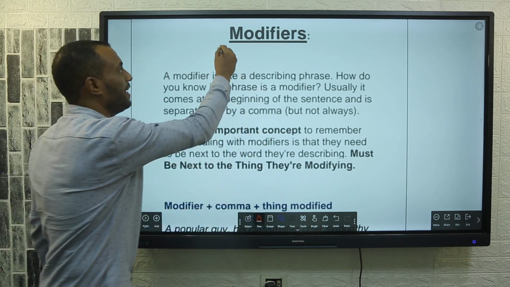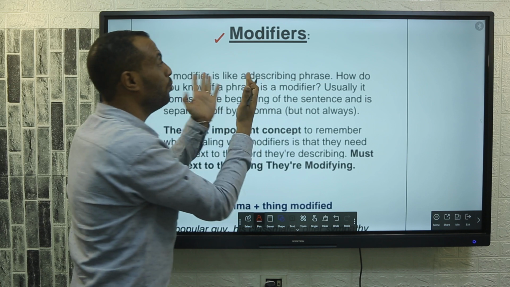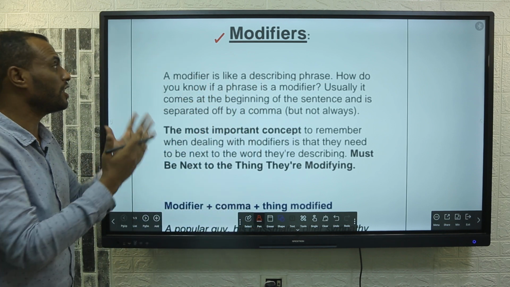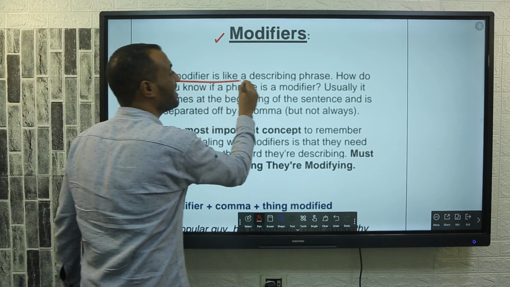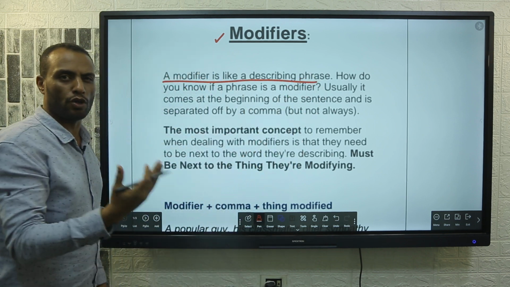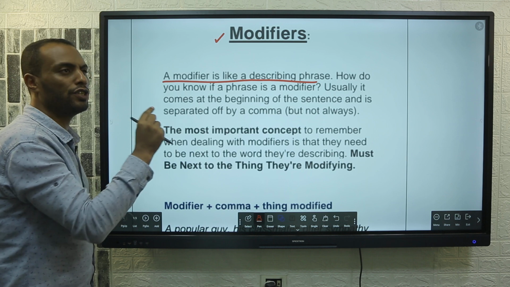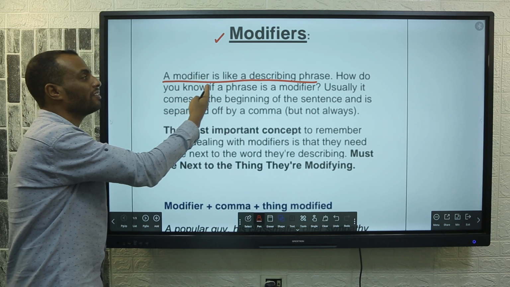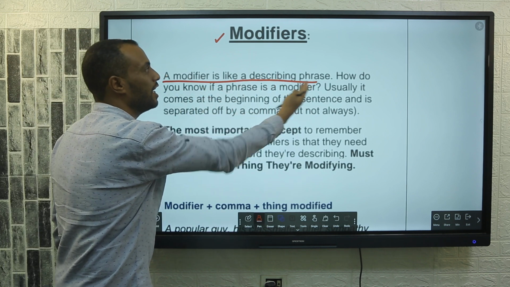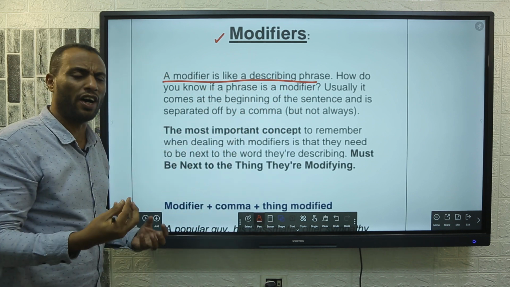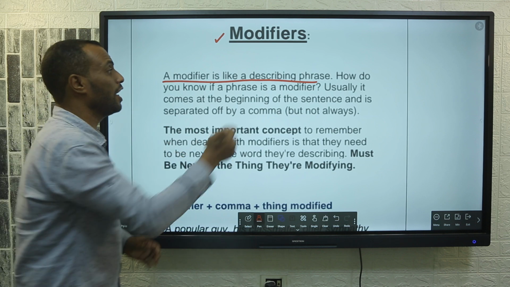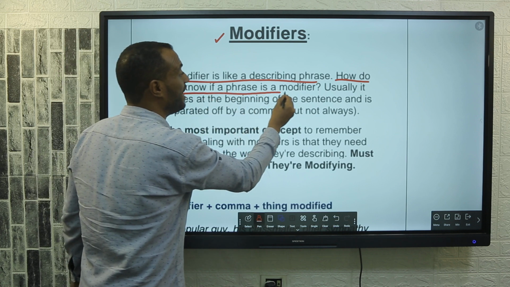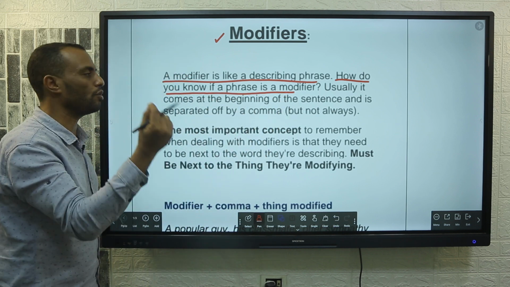And today's lesson is about what? It's about modifiers. But let's start with our definition. What does a modifier mean? A modifier is like a describing phrase. This is a very important point to know, the modifier and its definition. It's like a describing phrase. It comes from the verb modify, which means describe. But here we still have a question: how do you know if a phrase is a modifier?